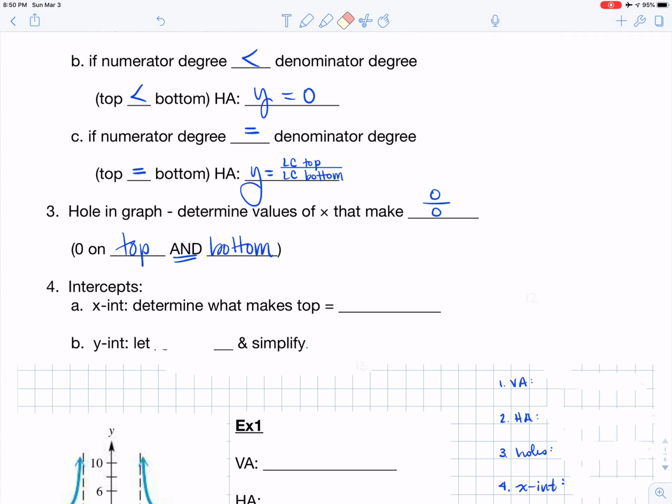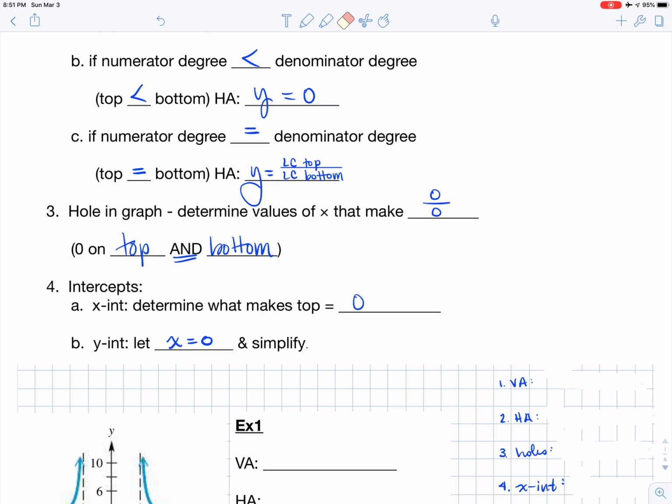And then when you're looking for intercepts, there's two different kinds of intercepts to find. First, the x-intercept. Find out what makes the top equal to 0. So this time I only care about what makes the top equal to 0. For y-intercepts, let x equal 0 and then simplify the rest of it.